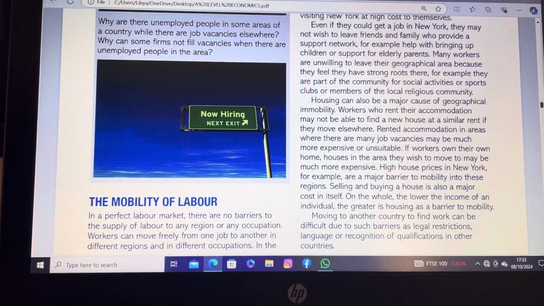So we have talked about inadequate information about available jobs. We have talked about housing problems, accommodation. We have talked about family attachment. We have talked about legal restrictions. We have also spoken about language barriers and cultural differences. So these factors can cause geographical immobility of labor. It may make workers not to move from one place to another.